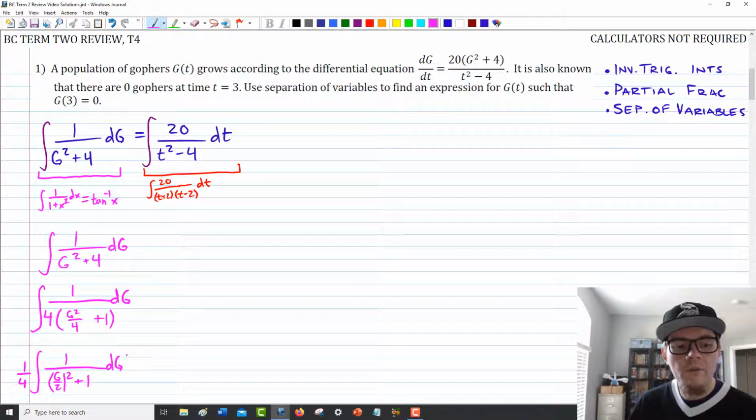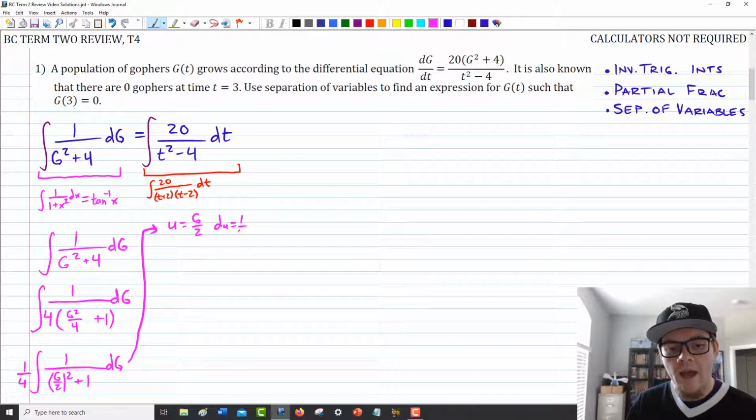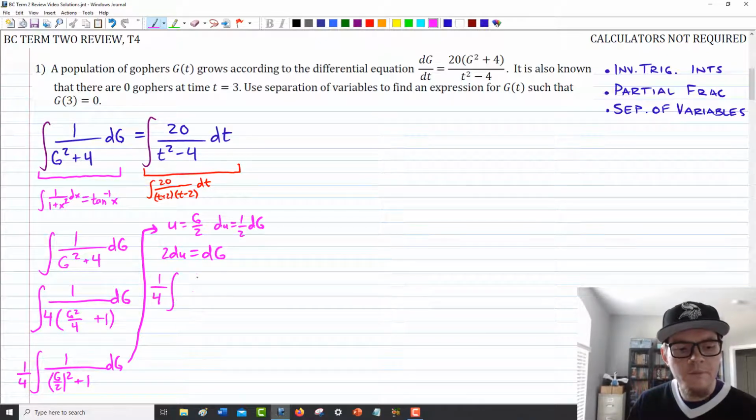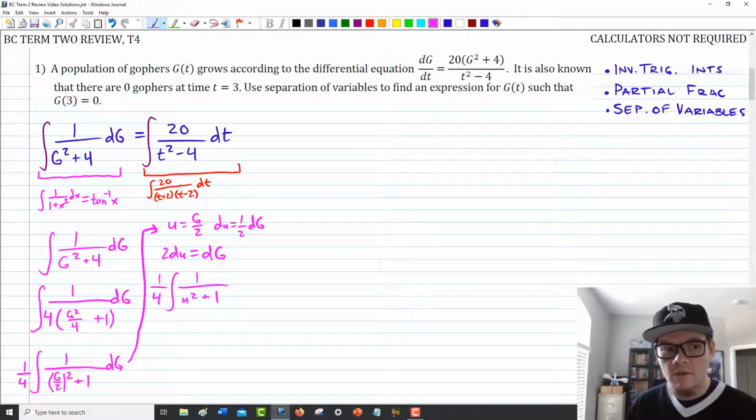And the reason that's so helpful is that it allows us to do u substitution. We can let u equal g over 2. That means du is 1/2 dg, and that means that 2 du is equal to dg. So bringing this all back, we'll get 1/4 the integral of 1 over u squared plus 1. That's huge, that looks just like 1 over 1 plus x squared. dg becomes 2 du.